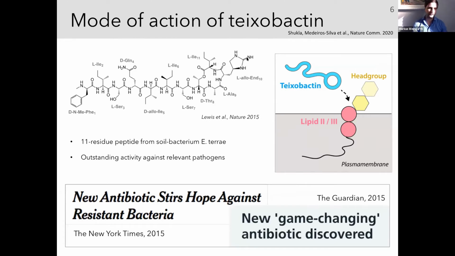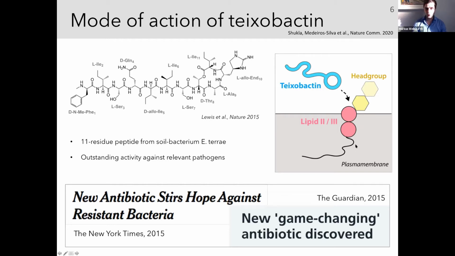But what is tioxobactin exactly? Tioxobactin is an 11-residue peptide that features many unnatural amino acids, including 4 D-amino acids, and a funky residue at position 10 called enduracididine. Furthermore, the C-terminus forms a cyclic motif. This is the so-called depsi cycle, which is strongly suggested to target the pyrophosphate of lipid-2.